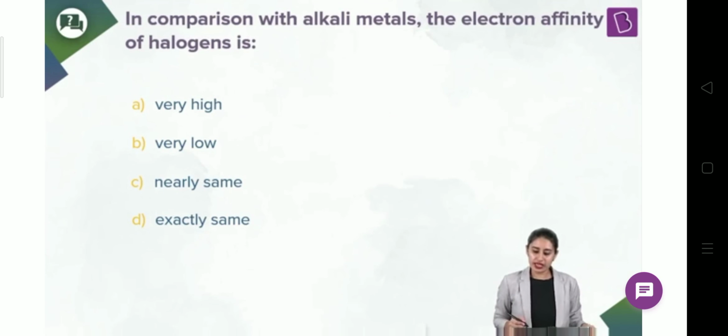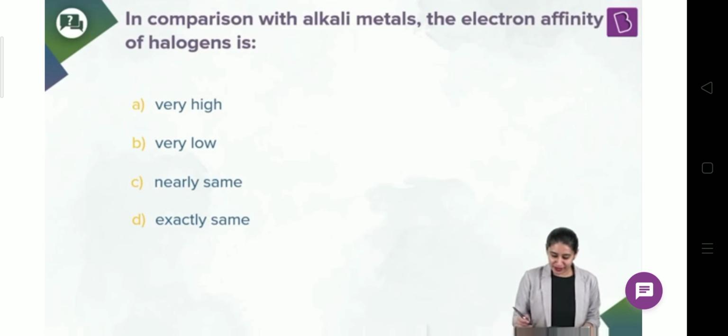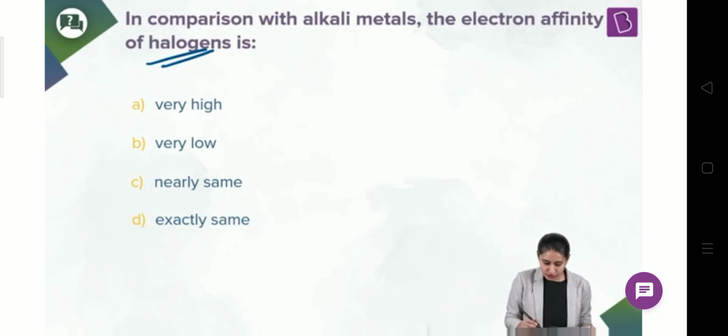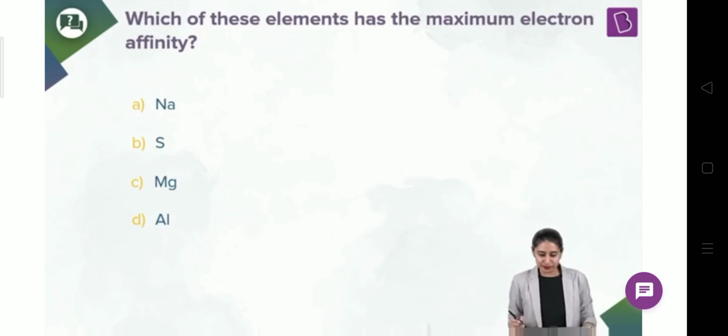In comparison with alkali metals, the electron affinity of halogens is? They love electrons, like politicians love money. Group 17 or halogens love electrons, so I can say very high. Next one. Which of these elements has the maximum electron affinity? Maximum, of course, out of these.